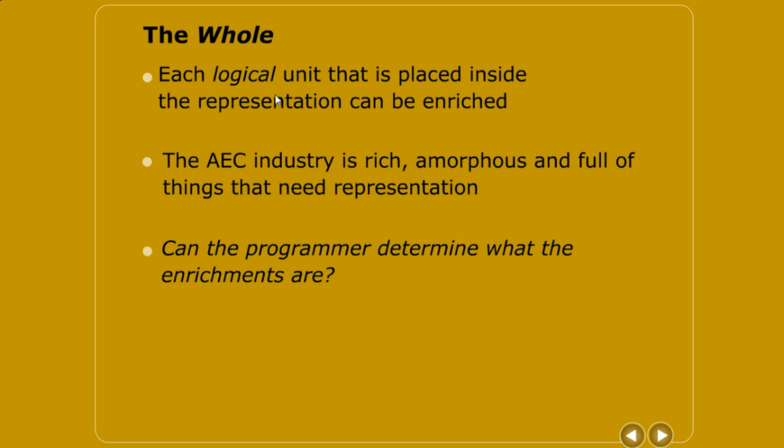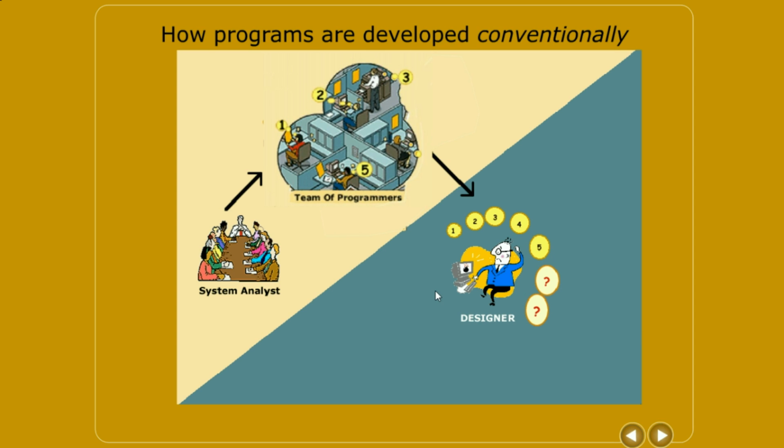So after that, each of these logical units which gets placed inside this TAD representation can separately be enriched. You can talk about its cost, who manufactures it, who's the supplier, what the physical properties are, what is the specific heat, what is the acoustic absorption coefficient on that, and what have you. Everything can be put into it. And this is another major advantage which TAD has, that it allows all kinds of enrichments to happen to each of those logical units inside TAD.